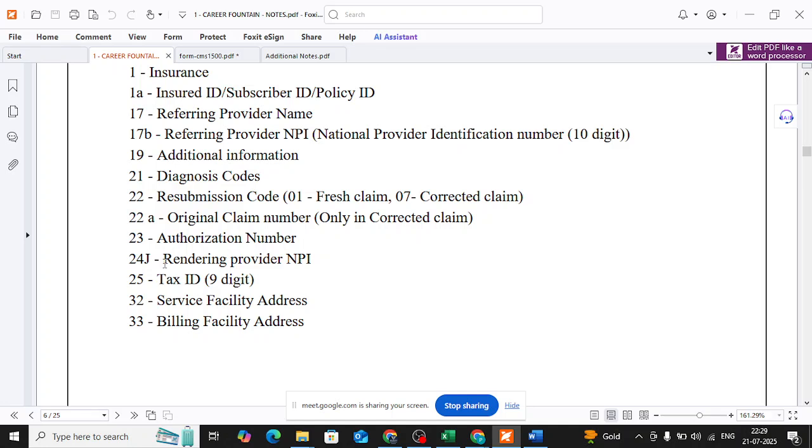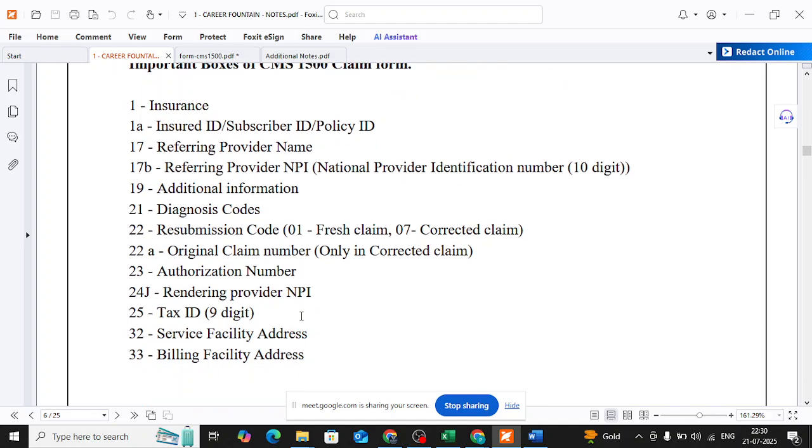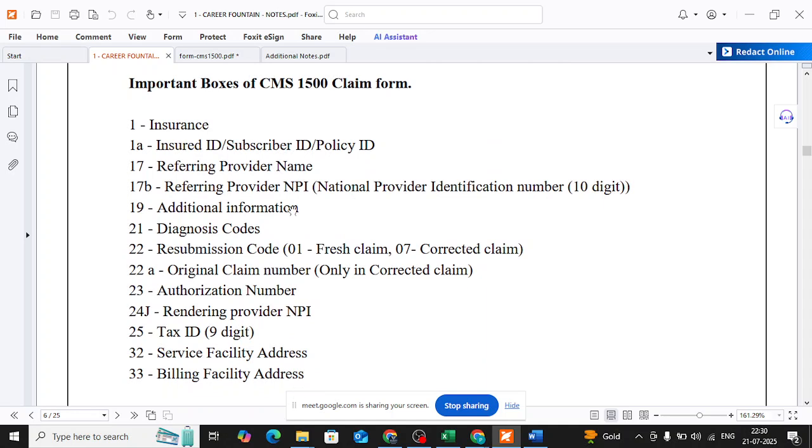Box number 24J is for the rendering provider NPI. Box number 25 is for the tax ID number, and it is a 9-digit number. NPI is a 10-digit number. Box numbers 32 and 33 are for the service facility address and the billing facility address. So these are some boxes: 1, 2, 3, 4, 5, 6, 7, a total of 13 boxes out of 33 boxes you have to remember, and you can answer easily, within a millisecond.